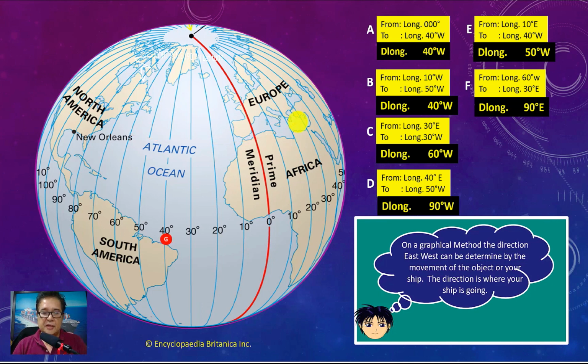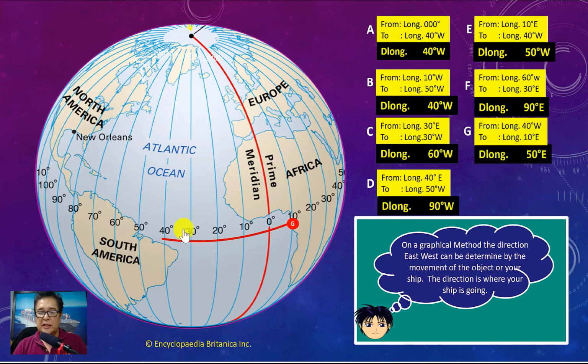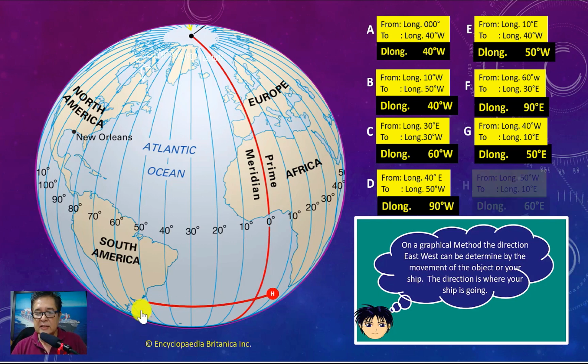Letter G, from 40 degrees west going east up to 10 degrees east. So 10, 20, 30, 40, 50. 50 degrees east. The last letter, letter H. Ship H is at 50 degrees west, going east up to 10 degrees east. Difference of longitude, 10, 20, 30, 40, 50, 60 degrees east. So that's how to determine a difference of longitude by graphical method.